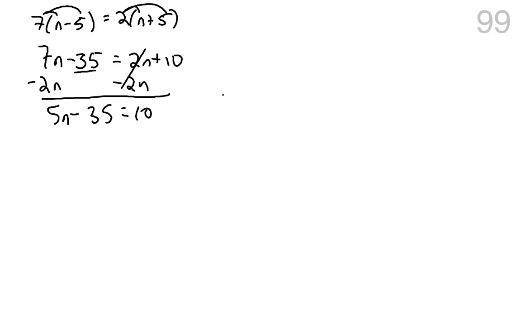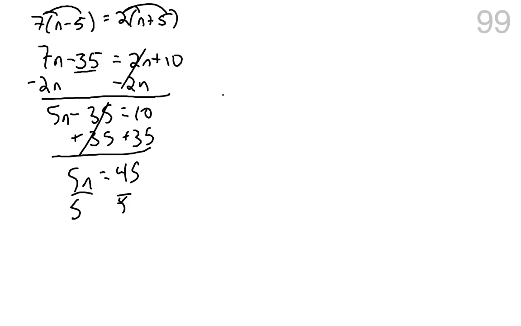What's my next step? Go ahead, Rich. You add 35. Both sides. Always say both sides. So I get 5n equals 45. Then I divide by 5. n equals 9. So that is the first quiz question.